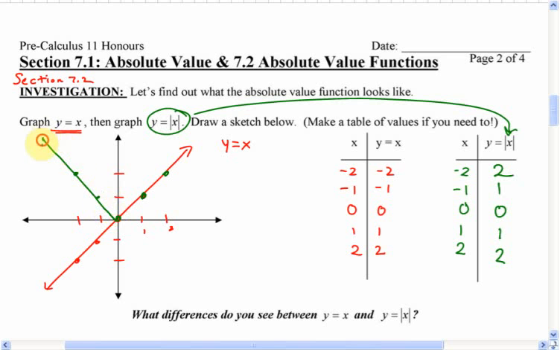Yes, and then you know how I called the parabola the U-shaped graph? What do you think I'm going to call the absolute value graph? Yeah, the V-shaped graph. The L-shaped graph? Tilt your head some other way.